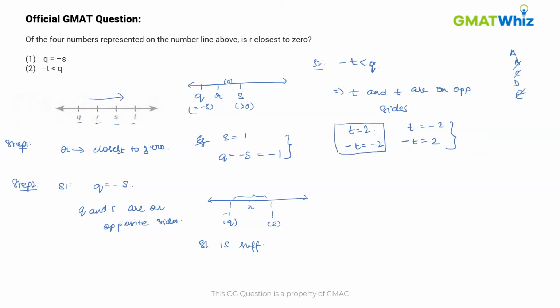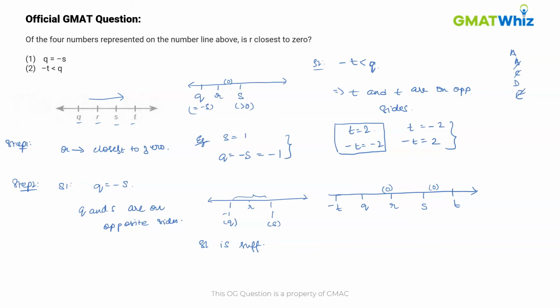Now this also means, if we draw the number line, that T and Q will be on opposite sides of 0. Or we can say that T and minus T are on opposite sides. Now R will lie somewhere here in between minus T and T, and S will also lie in between minus T and T. There is a possibility that S is near 0, or another possibility could be that R is near to 0. But we cannot say for sure if R is closest to 0 or not.